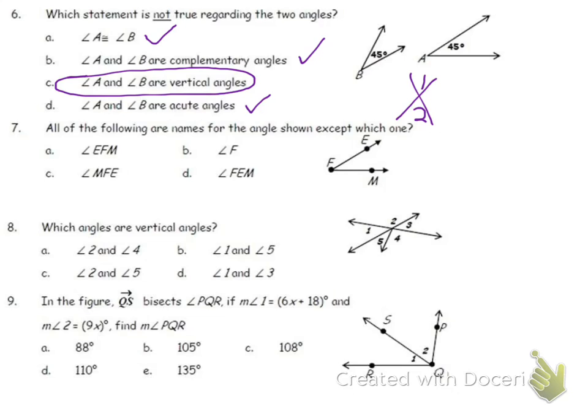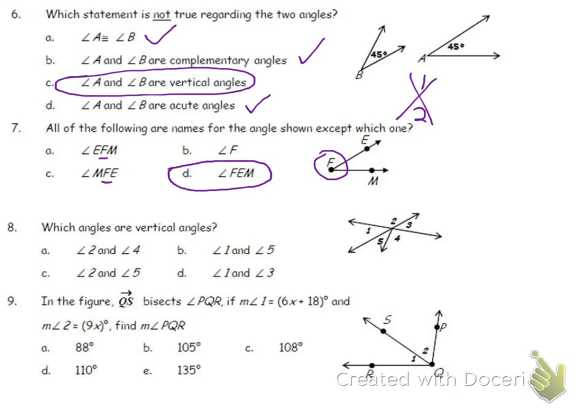Number 7, all of the following names are for an angle shown except for 1. So let's see. Anytime I have 3 letters to name an angle, the middle letter must be the vertex. F is my vertex. So A and C both pass that test. E, F, M, and M, F, E have F as the middle letter. D, though, doesn't work because F is not the vertex. If we look at B, we have angle F. We can identify them as just the vertex letter, so there's our F again. But let's be careful with this. We want the name that is not. So D is the one that is not.